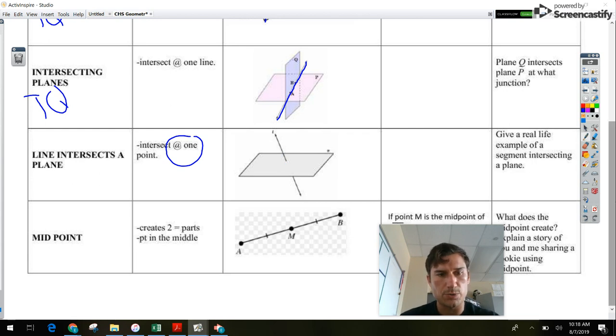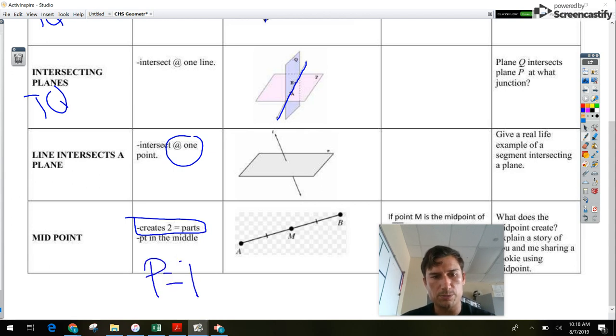Midpoint. The three magical words that will change your world are that it creates two equal parts. You'll hear me say it over and over again: it creates two equal parts. So algebraically our formula is going to be P equals P. So if this side is 4, this side is 4. Remember, it's the point that's in the middle. So M would be the midpoint, creating two equal parts. We'll learn that these are congruent marks.